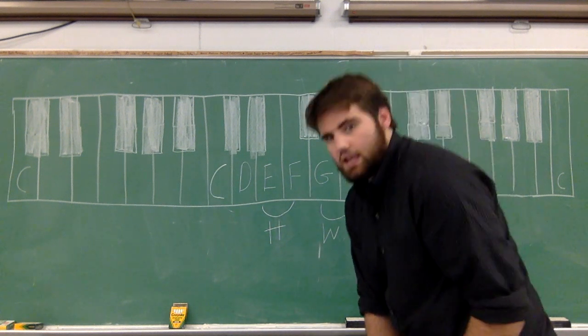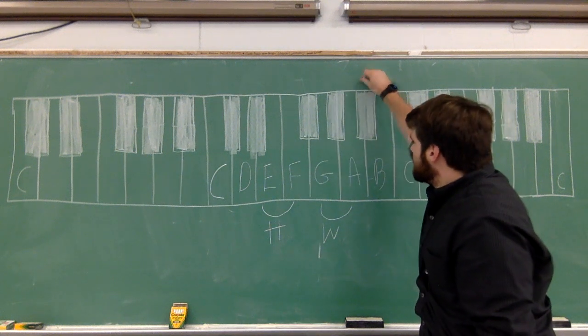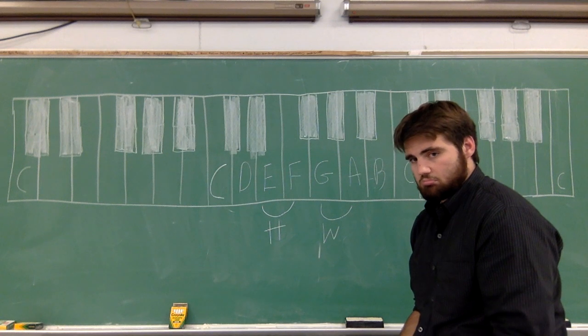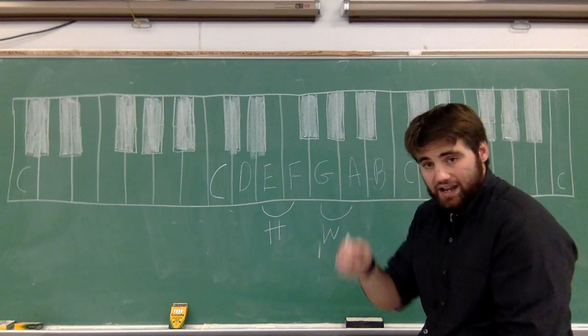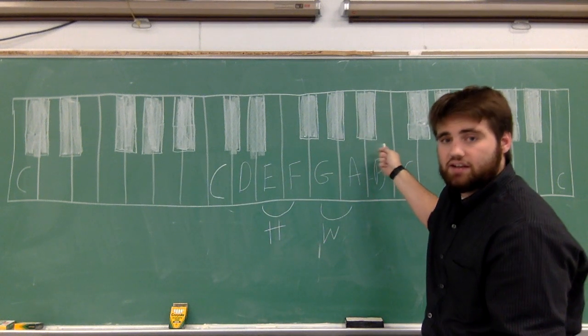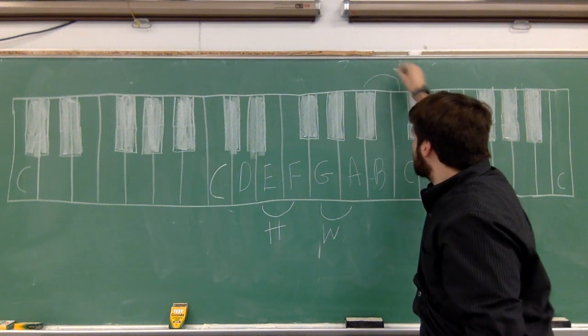Now, let's get tricky. What if we went B flat to C? B flat to C. A whole step. It's a whole step. Why? So what's a half step above B flat? B natural. What's another half step? C. Here, it's a whole step.